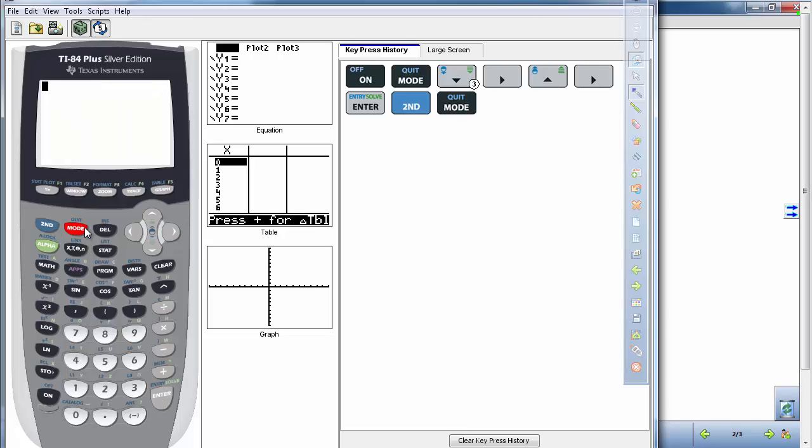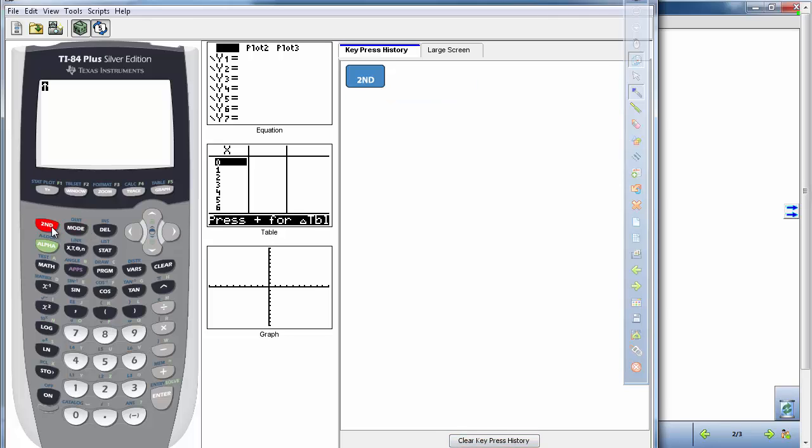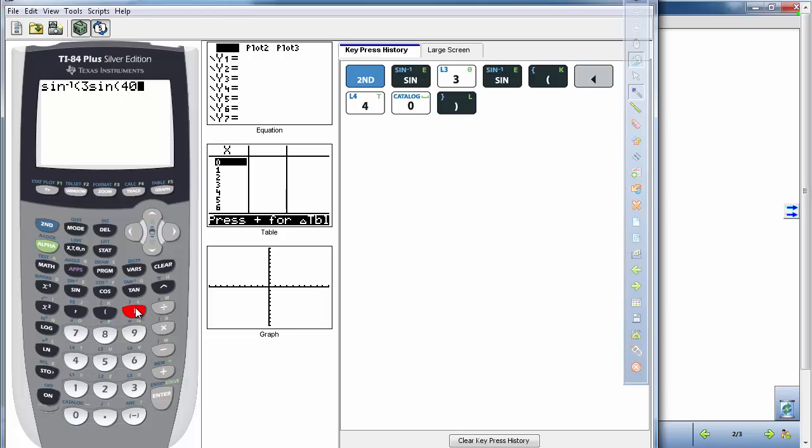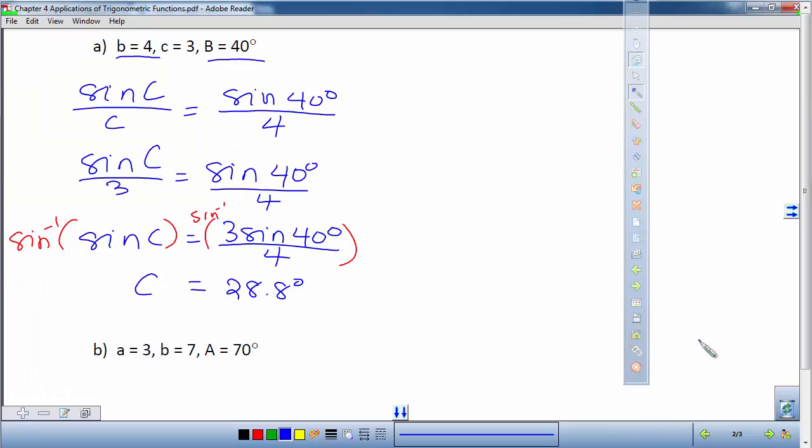Okay. So I do second sine, which gives me the sine inverse, and then what was it? 3 times sine 40 degrees divided by 4. Okay, so we got 28.8 degrees. And here's where it gets interesting.